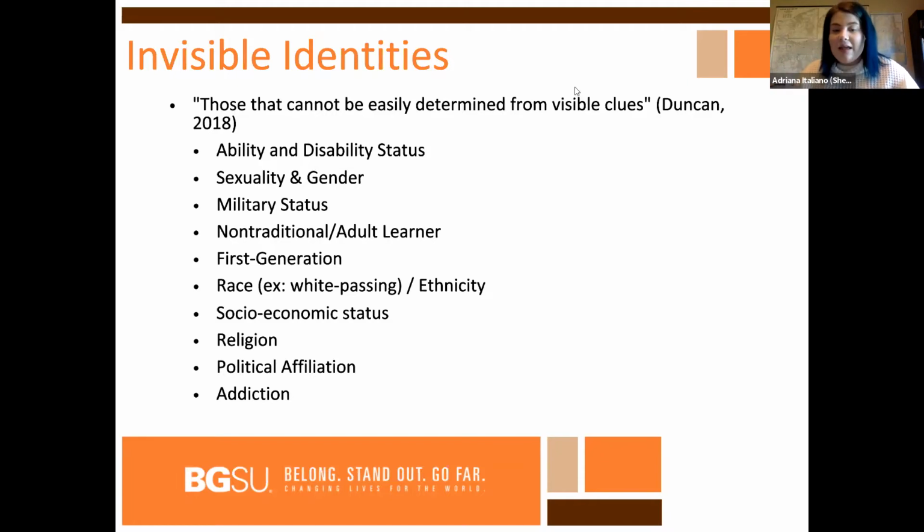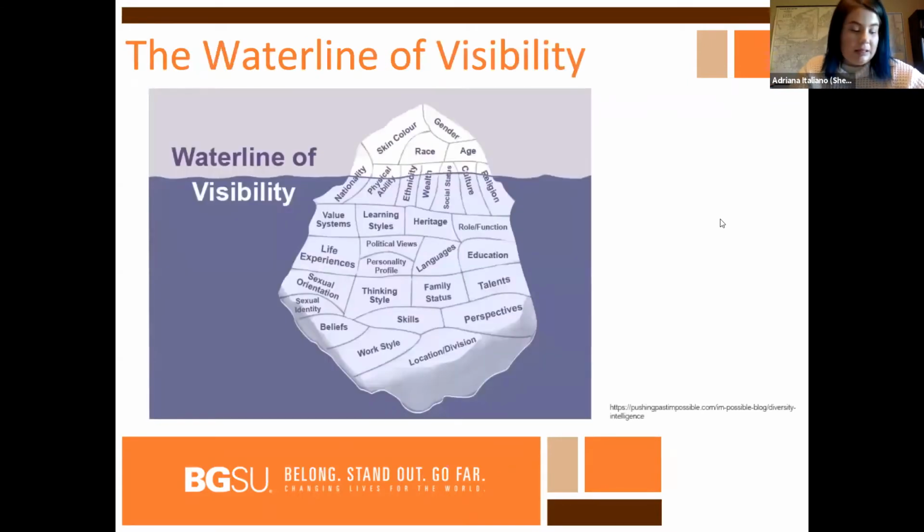This is not a fully encompassing list. And I would encourage, as we're going through today, if you are thinking about any others, feel free to let us know. But we're going to focus on the top 5. So looking at ability and disability status, sexuality and gender, military, non-traditional, and first gen. And this graphic here, I think, gives a really good representation of what we're looking at.